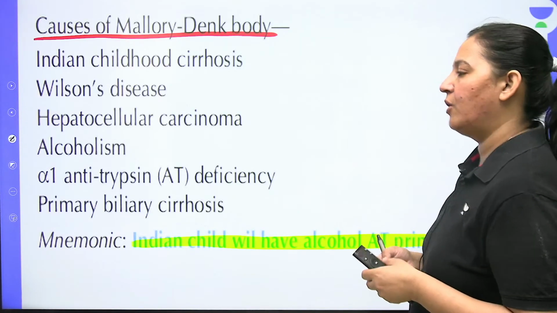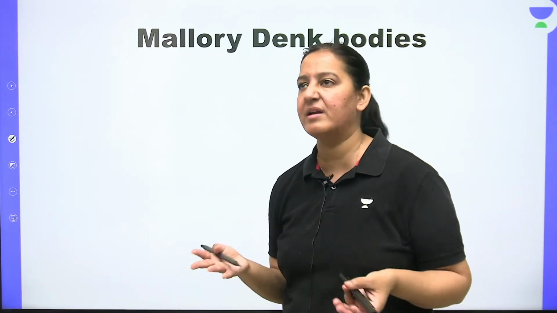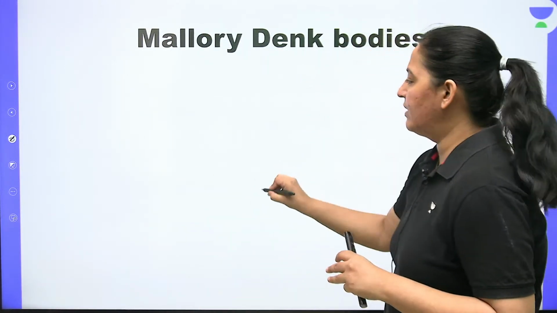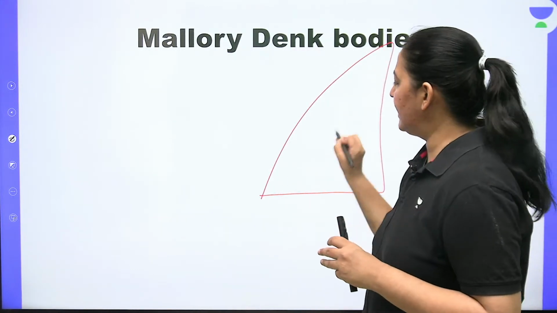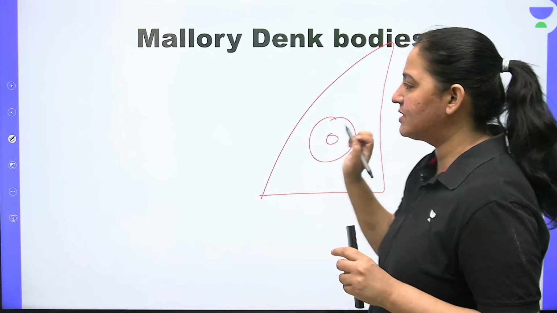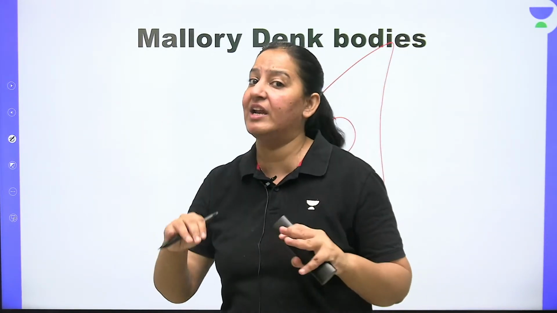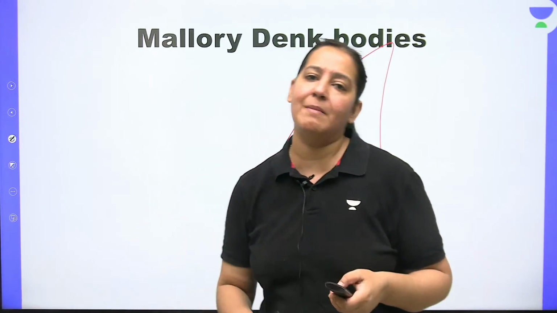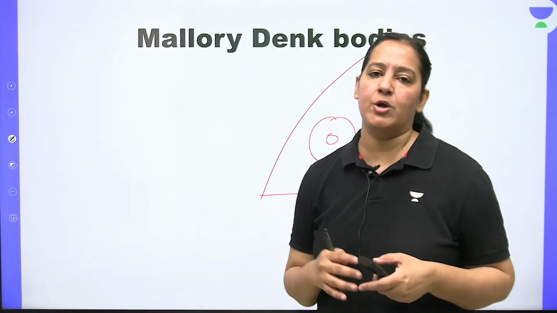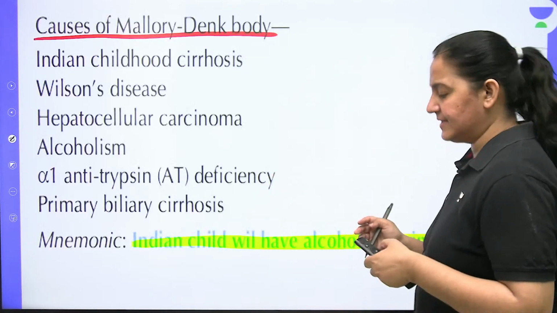So it occurs, of course, in cirrhosis. Mallory-Denk bodies occur in the liver, inside the hepatocytes. The cells of the liver are hepatocytes. Inside the hepatocytes, in the cytoplasm, we find certain eosinophilic, dark pink colored bodies. These are known as Mallory-Denk bodies. It is seen in certain cirrhoses. So tell me the names of those cirrhoses. In which cirrhoses will it occur? So it is a big list.